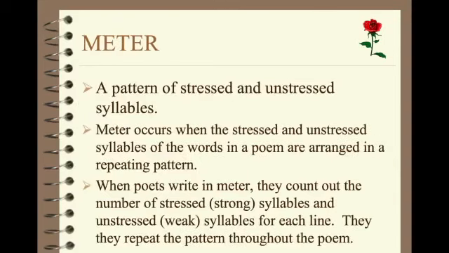So then what is meter? Well, meter is a pattern of stressed and unstressed syllables. Now, meter can occur when the stressed and unstressed syllables of the words in a poem are arranged in a repeating pattern. You hear that same stressed and unstressed syllables over and over and over again. Now, when poets write in meter, they count out the number of stressed or strong syllables and the number of unstressed or weak syllables for each line. And then they repeat the pattern throughout the poem. Doing this in a pattern creates a lot of rhythm.